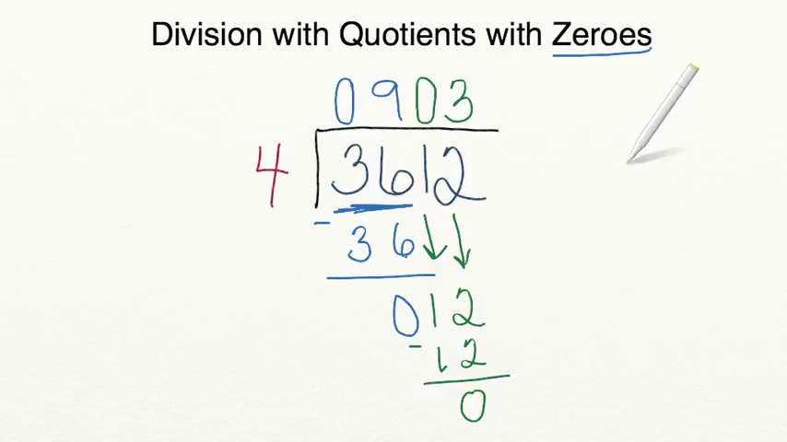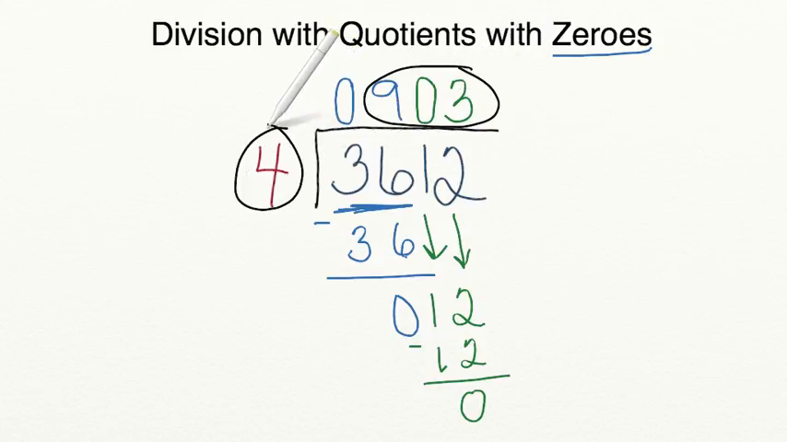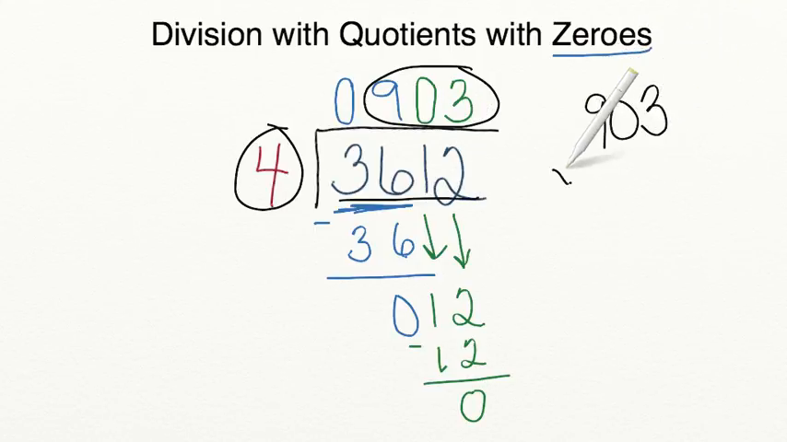So now let's go ahead and check our work. To check our work, we need to multiply our quotient by our divisor, and we should end up with our dividend. So let's multiply 903 times 4.